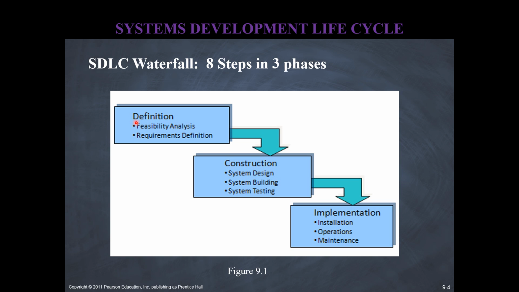Personally, I would add one step to the definition phase, the one that comes before feasibility analysis. And that would be business problem definition, because before you do any feasibility analysis, meaning you're trying to determine whether an information solution would be appropriate, and definitely before you do any requirements definition, requirements analysis, meaning you start analyzing what users expect from the information system that you're proposing, you need to have a very clear definition of the business problem or opportunity or threat that you're trying to address with an information system.